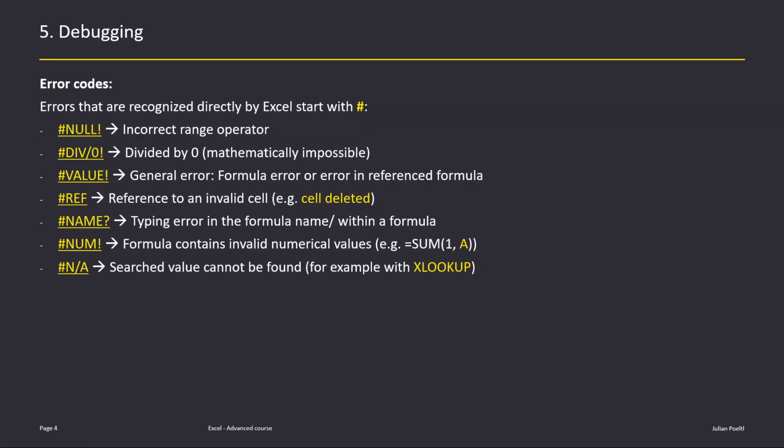Instead of having #N/A, I might have #NAME?, for example, when I have an XLOOKUP formula inside a cell. So when you know those error codes, you could possibly see, oh, this error could be because of this problem, and so on.